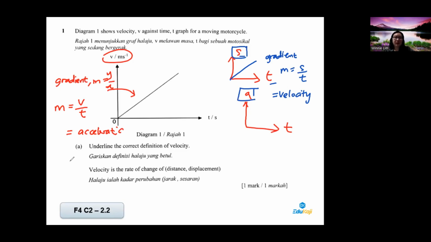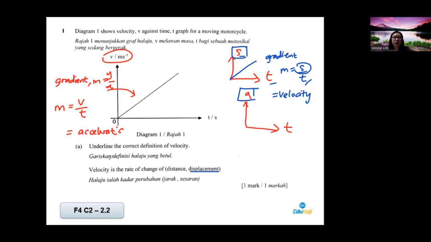So let's see the first question. A, underline the correct definition of velocity. From this displacement time graph, generally velocity is the rate of change of displacement. Rate of change means divide by time. Every time you see rate of change of something, it refers to those quantities. In this case, rate of change of displacement is velocity. If you have rate of change of distance, then it refers to speed.